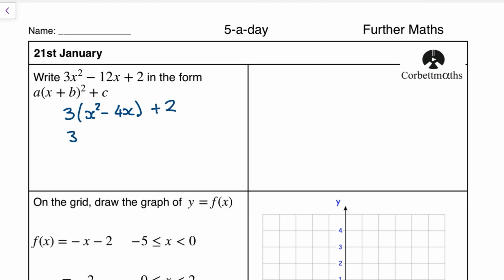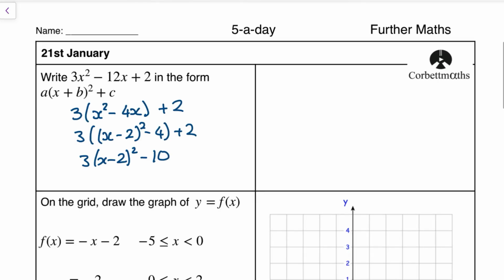Then I'm going to complete the square inside the bracket, which is going to give me x minus 2 squared minus 4 plus 2, and then all in one. So that's going to be 3 lots of x minus 2 squared. 3 times minus 4 is minus 12, plus 2 is minus 10, and that is the first question done.